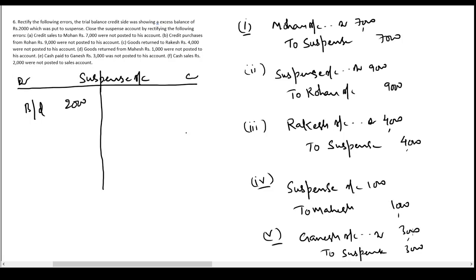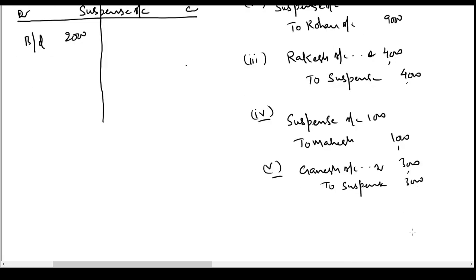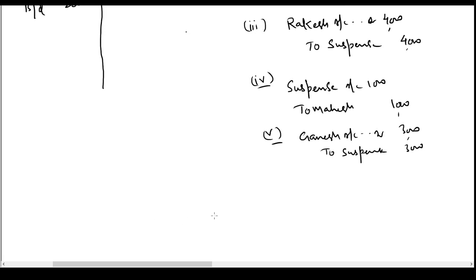Next, cash sales of rupees 2000 were not posted to sales account. When we make cash sales, we pass the entry cash account debit to sales account, but sales account was not credited. So now I'll credit sales account. How much amount? 2000 rupees. We cannot debit cash because it has been properly recorded in the cash book. So cash account has already been debited. So where will I debit? I'll debit suspense.